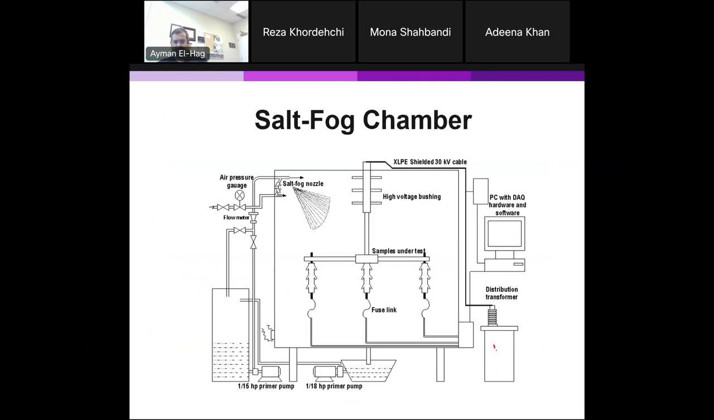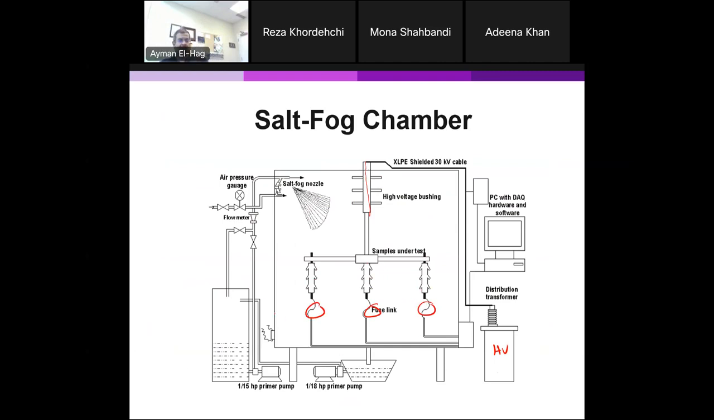This is the supply here. We supply, this is the bushing, so we supply to the conductor. Now we have the insulators here, and we try to distribute them around. This fuses as a protection mechanism if there is a flashover, so that they will be removed from the system.